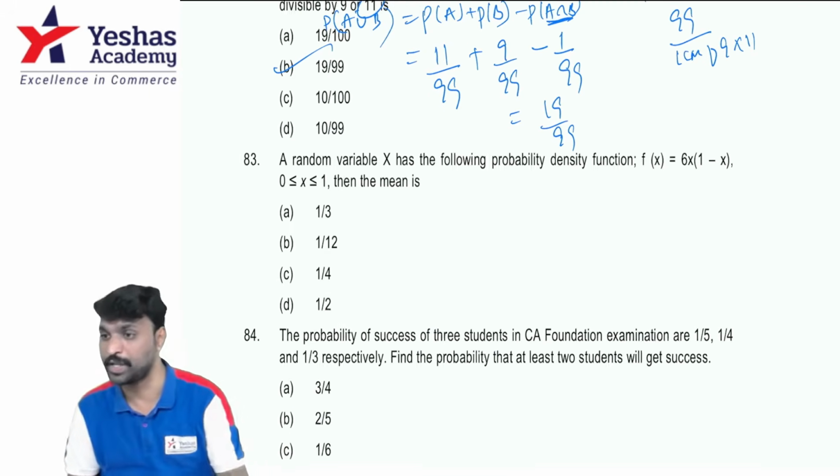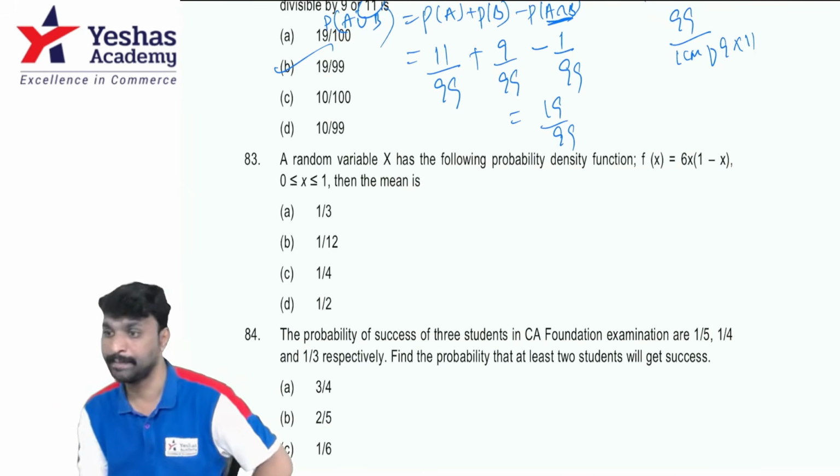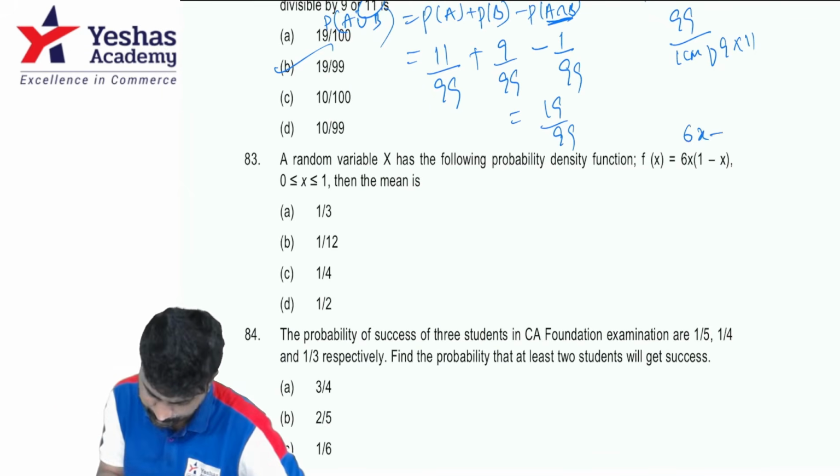Guys, 83rd question. A random variable x has a probability density function f of x, which is nothing but 6x minus 6x square. Correct? This is what is f of x.